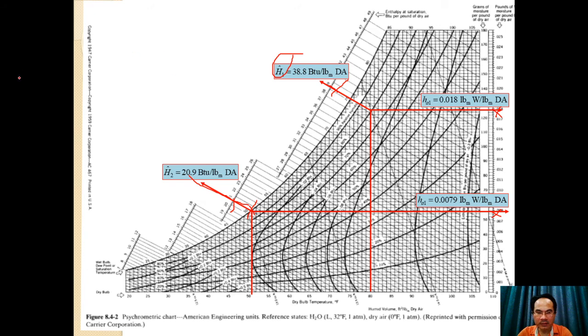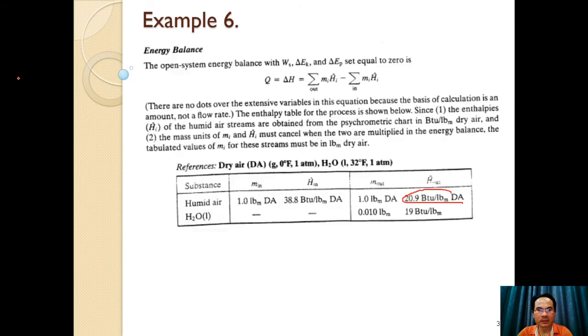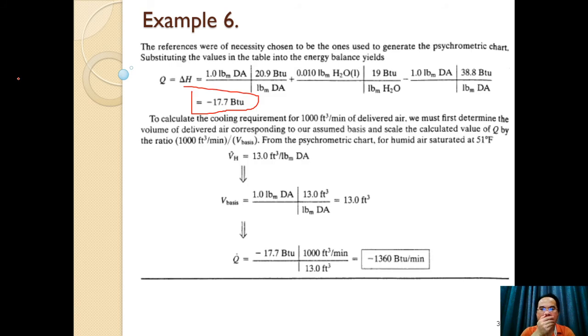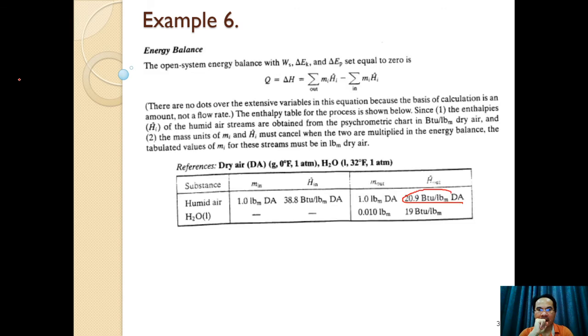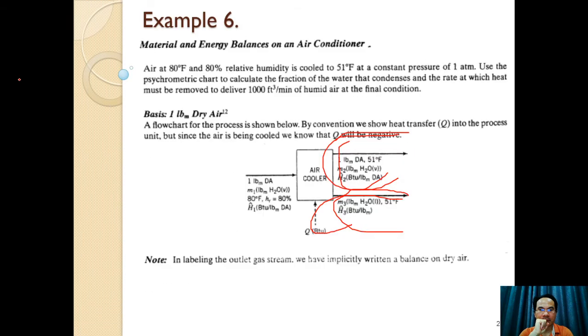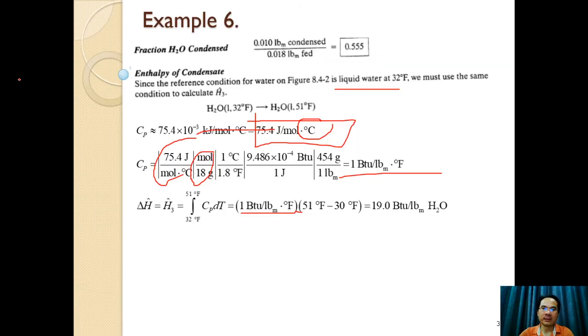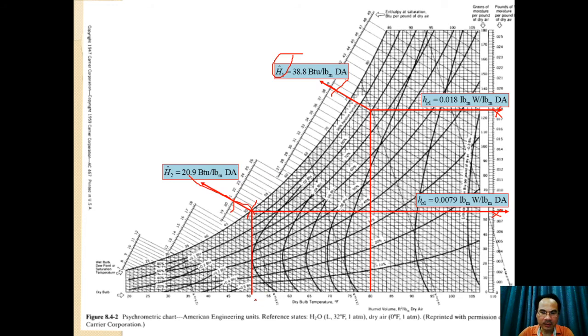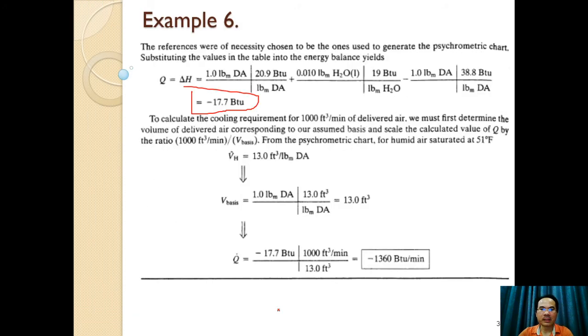The volume, what is the volume? The volume in the input stream, at 51 Fahrenheit and 80 relative humidity. You read the image, and the volume is located between this and this. You get approximately 13 cubic feet per pound dry air.